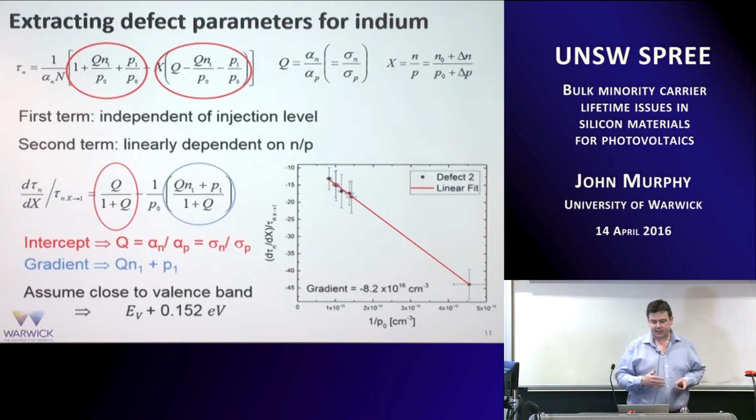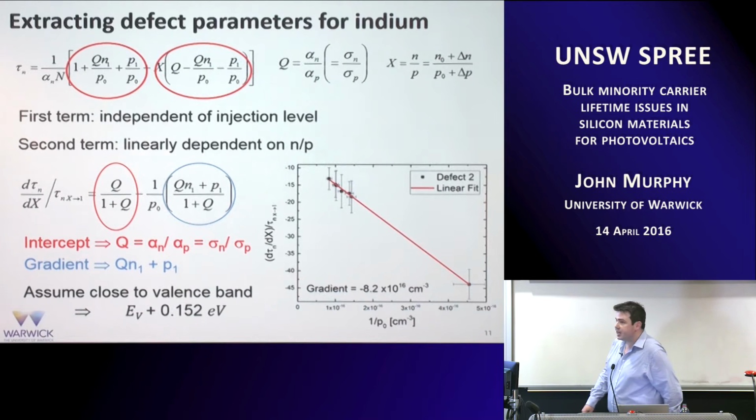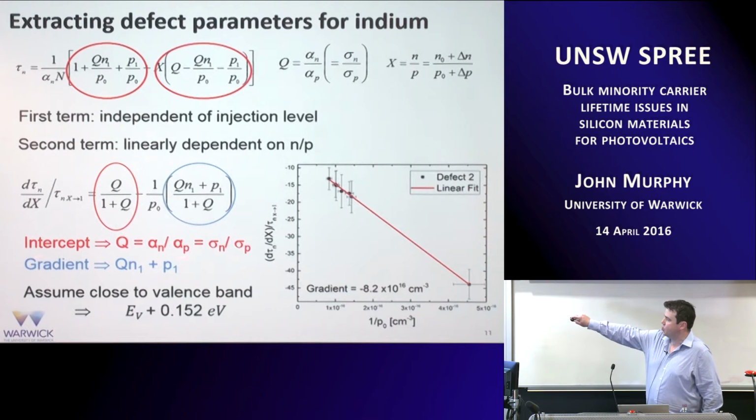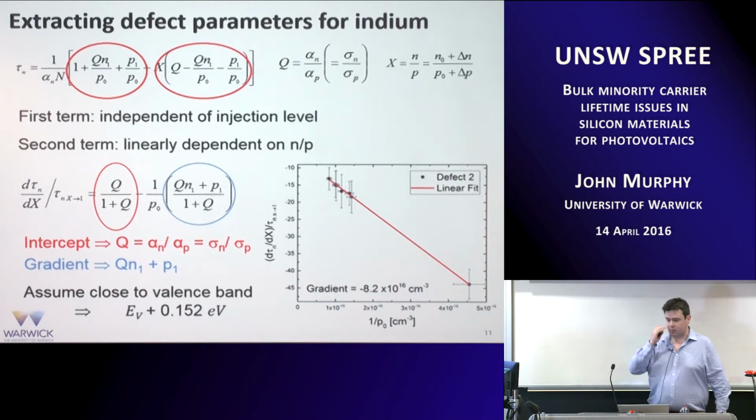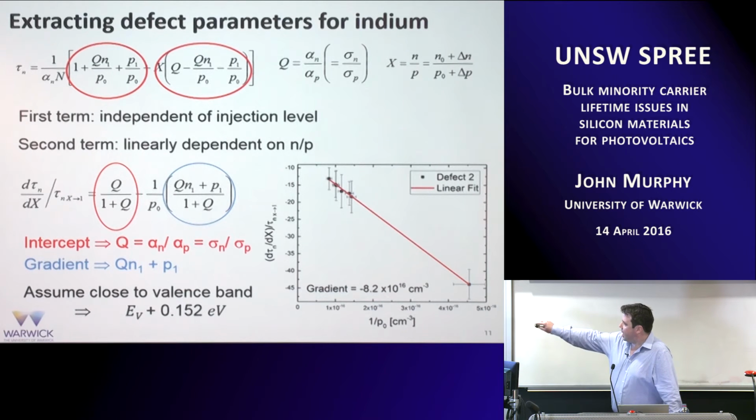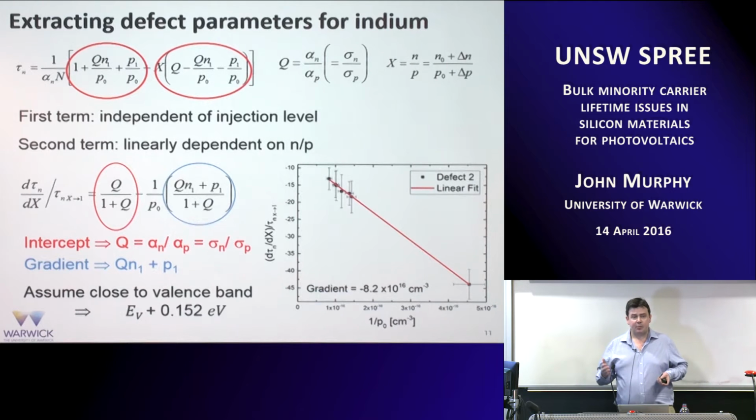So just by analysing simple lifetime data, you can get most of the physics that you can get from lifetime measurement out. And in this case for indium, you get Q N1 plus P1. You have to assume that the defect's close to the valence band. As it's a p-type dopant, that's okay. And you can therefore extract the energy level of the indium defect from the injection-dependent lifetime curve. And so this energy level turns out to be about 0.15 eV above the valence band. So that is very consistent with Hall effect measurements and optical measurements on indium-doped silicon.